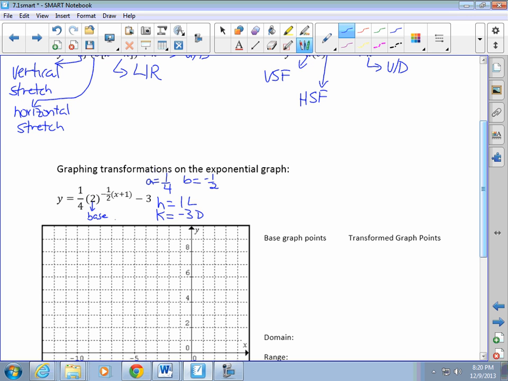So since my A is equal to 1/4, my vertical stretch factor is 1/4. My horizontal stretch factor is always 1 over the absolute value of B. So this is 1 over 1/2, so this is a value of 2. That negative in here means that it's going to reflect in the y-axis.